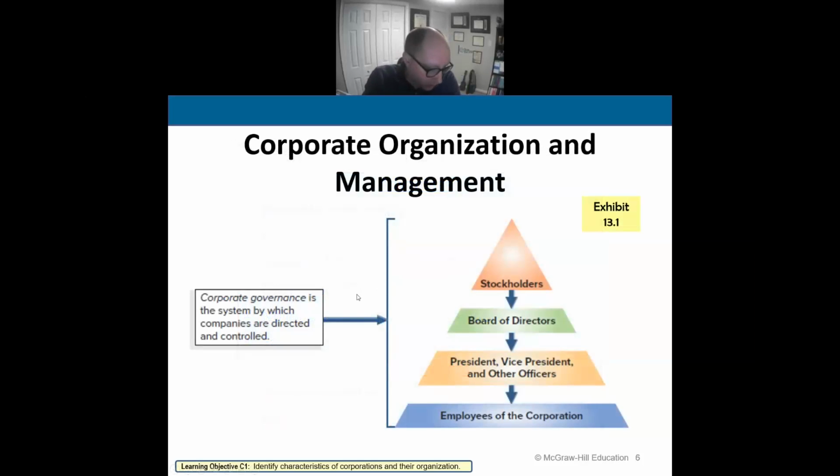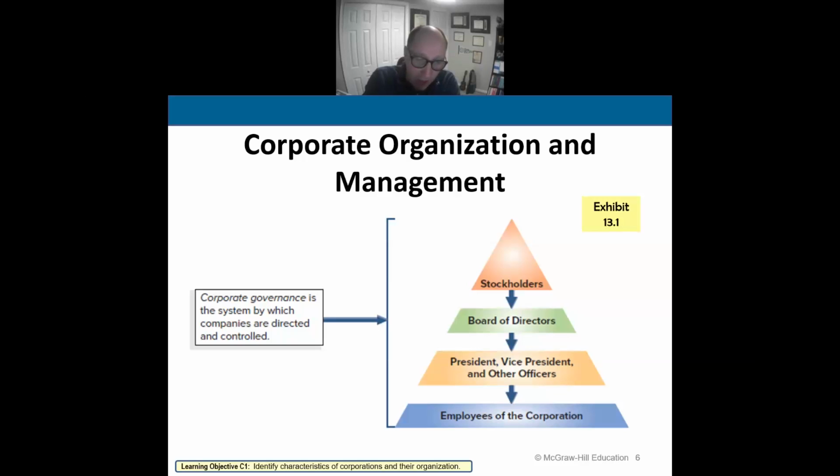Most corporate structures are organized in such a way that we call a top-down approach. You may have remembered this from your intro to business course. So most corporations have a top-down approach. The stockholders tell the board of directors what to do. A lot of people think, oh, the board of directors is in charge of the company. No, they're not. The stockholders are in charge of the company because the stockholders elect the people that sit on the board of directors.